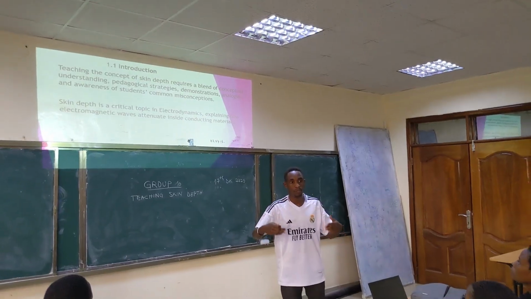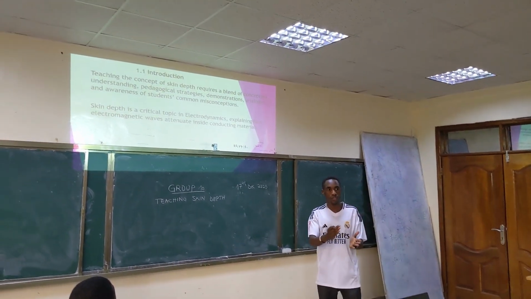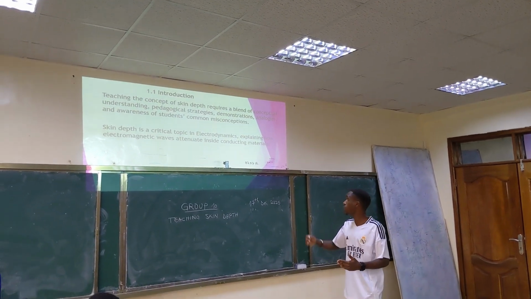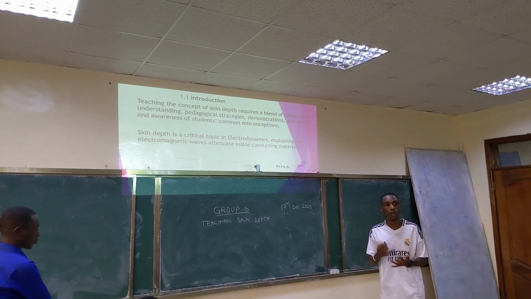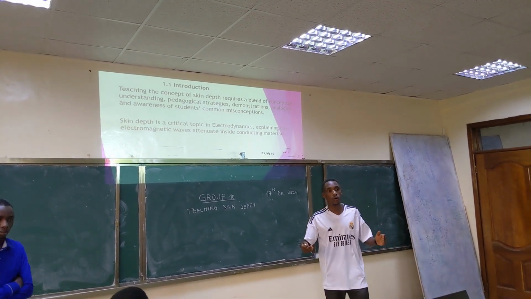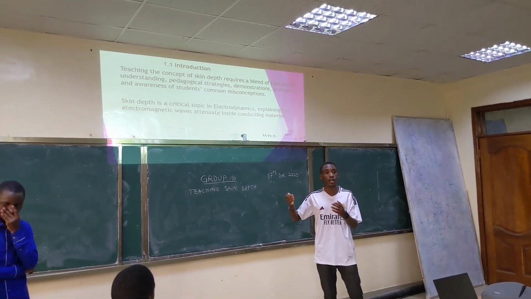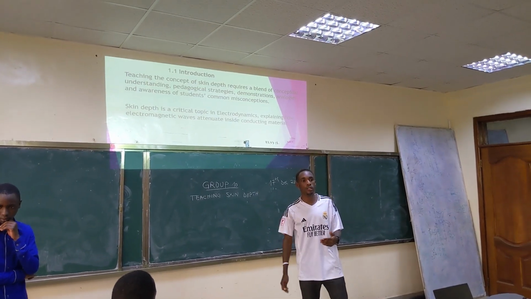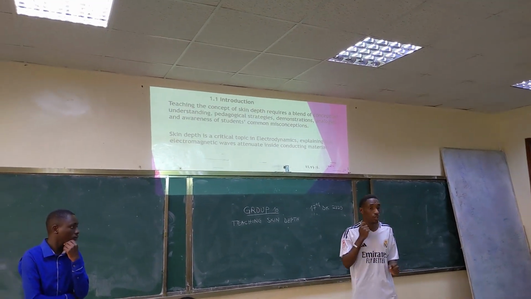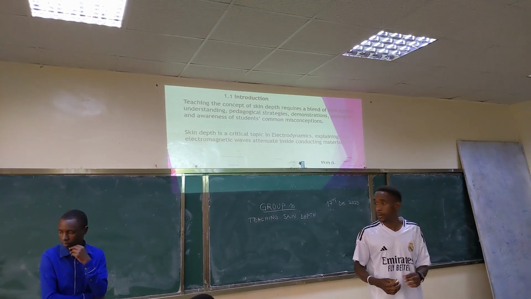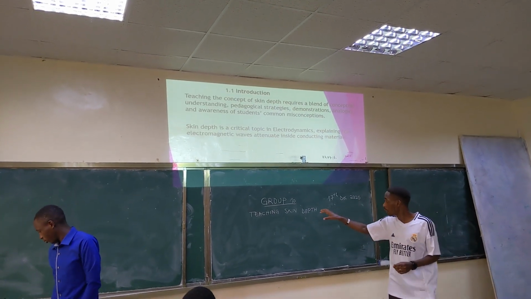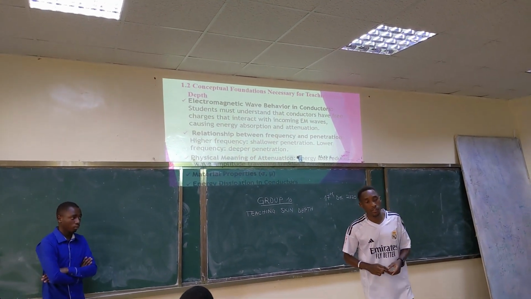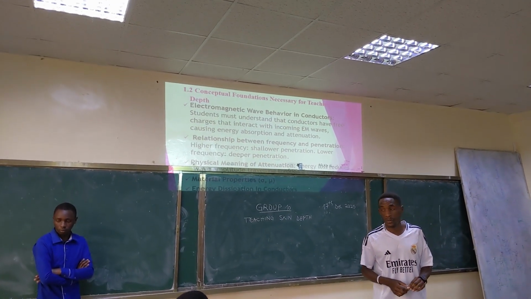I think we know them: the electromagnetic spectrum, those waves. Attenuate means loss, and conducting materials are like copper, aluminum, etc. So we are going to see how deep these electromagnetic waves attenuate as they are transmitted in conducting materials. Let me welcome the next presenter to talk about how we can teach this lesson of skin depth, how electromagnetic waves attenuate in conducting materials. Thank you.